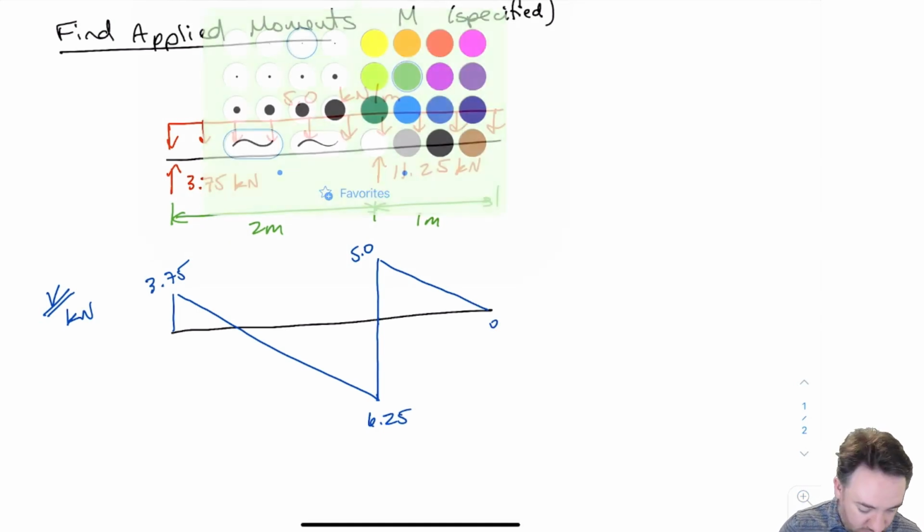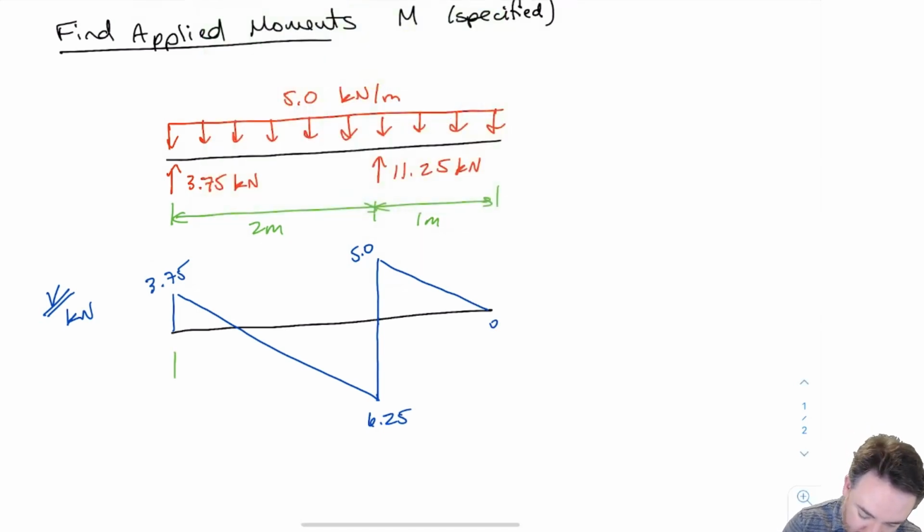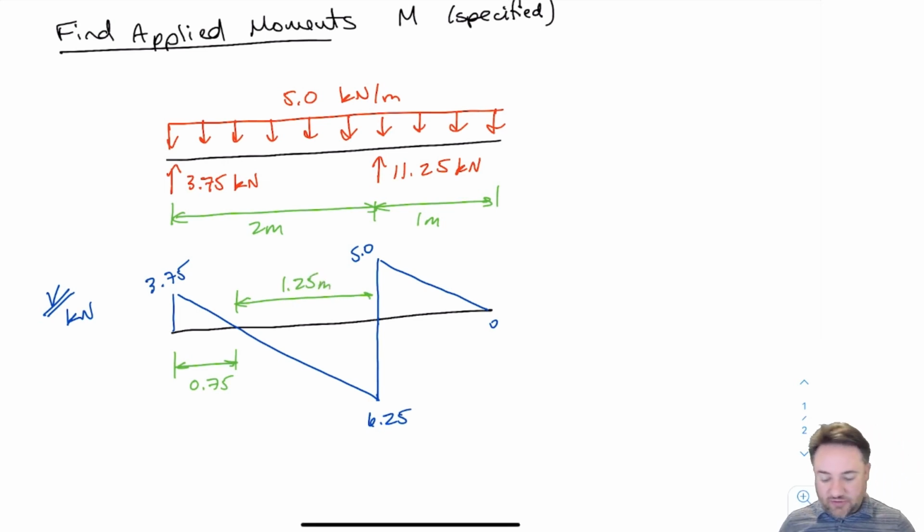Now I'm also going to look at what these dimensions are. So this is 0.75. I'm doing this by using a similar triangle approach to figure out what the relative heights are, which will give me the relative distances here. And I can get 0.75 and 1.25. So in this problem, it's not going to make a huge amount of difference.